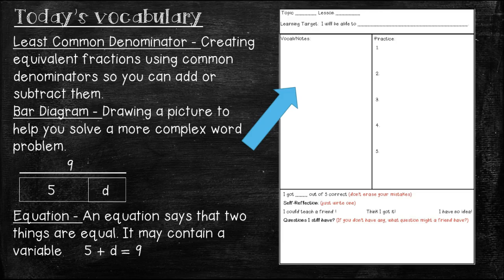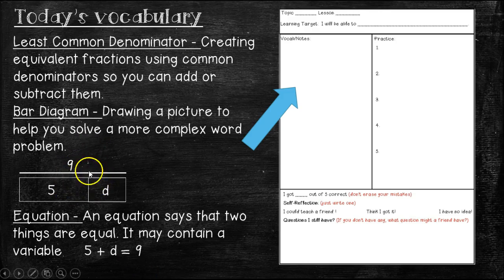Here's some vocabulary today. We've already gone over the least common denominator, but I want you to write it again because it's really important. That's creating equivalent fractions using common denominators so you can add or subtract them. The next one we're going to use tonight is a bar diagram. That's drawing a picture to help you solve a more complex word problem.